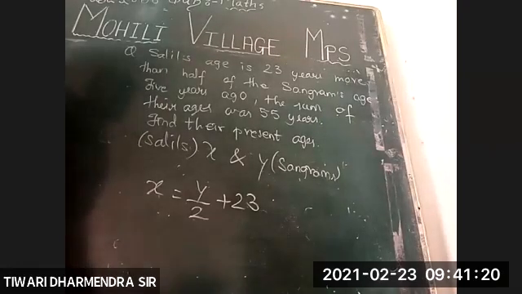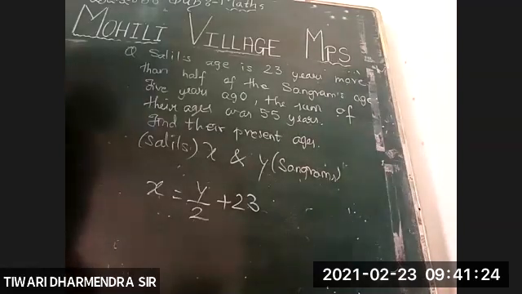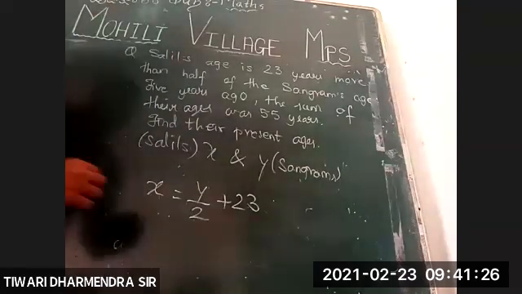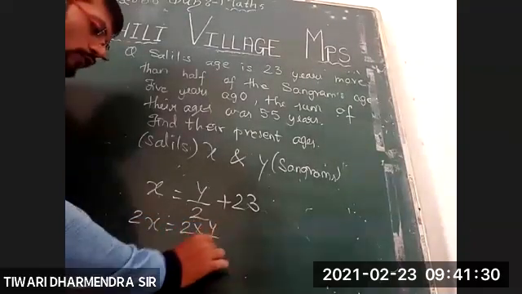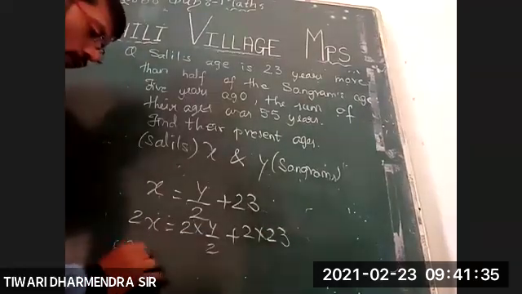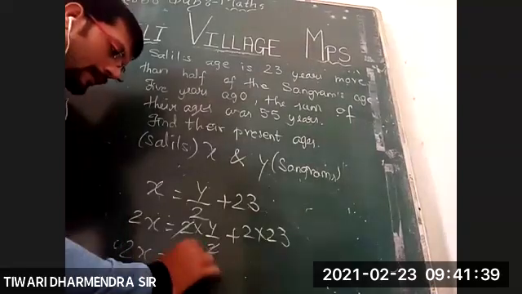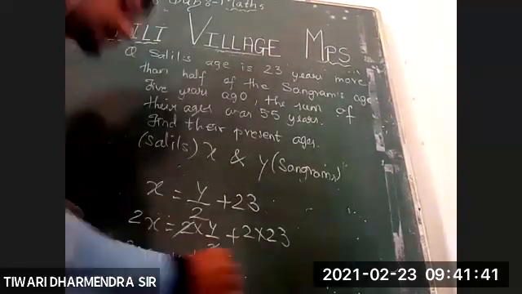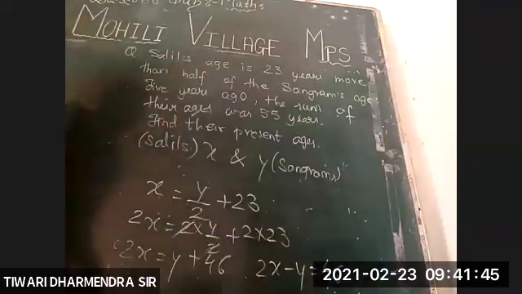So this is our first equation, x equal to y by 2 plus 23. If we want to make it fraction free, multiplying by 2 throughout, we get 2x is equal to 2 into y by 2 plus 2 into 23. So 2x is equal to y plus 46, which means 2x minus y is equal to 46. Hope you have understood this.